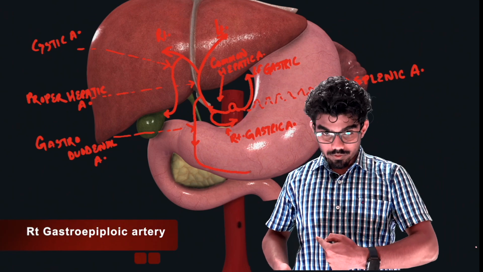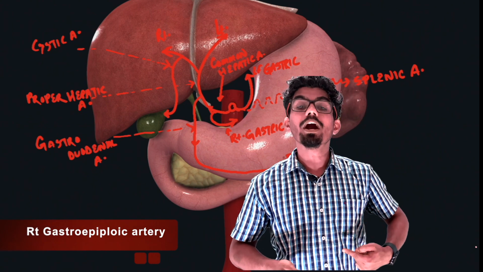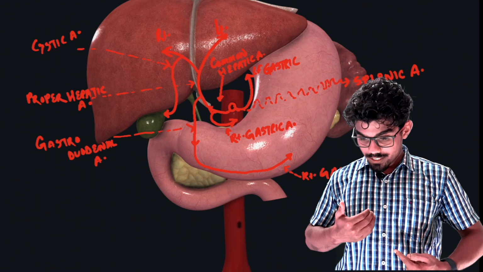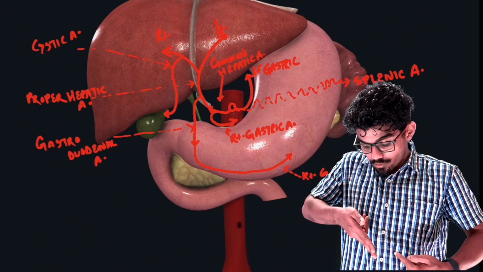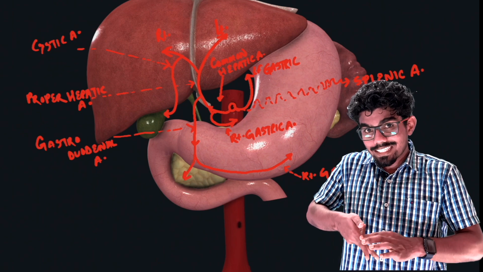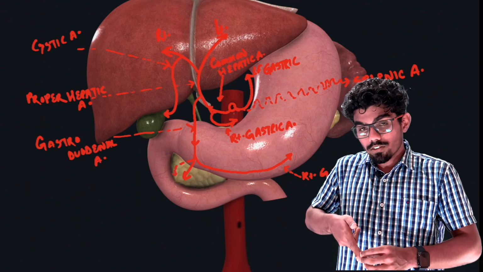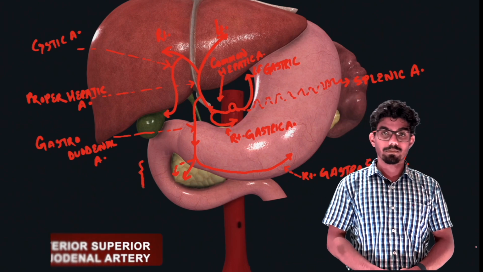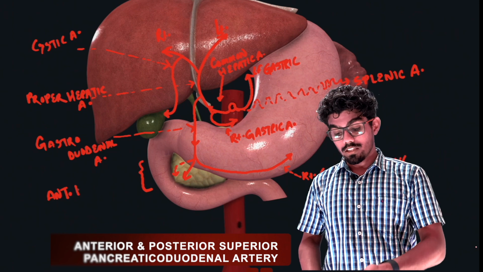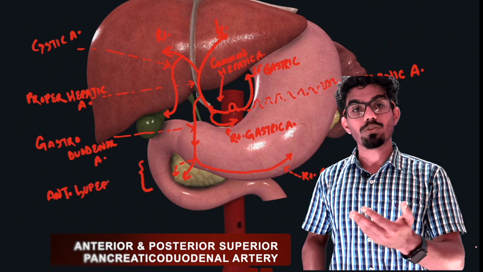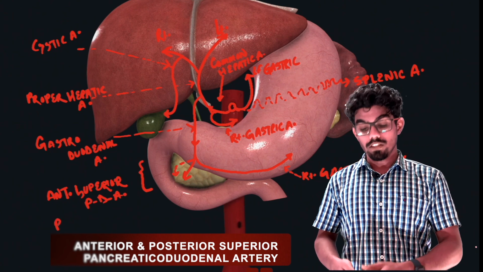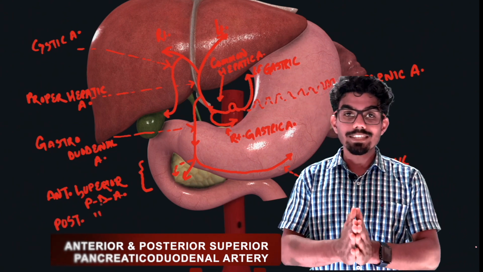The branch which goes along the greater curvature of your stomach is called the right gastroepiploic artery, and the branch which goes downward again divides into two branches. One goes anterior to the head of the pancreas and another one goes posterior to the head of the pancreas. The branch which goes anterior to the head of pancreas is called the anterior superior pancreaticoduodenal artery. And the branch which goes posterior to the head of the pancreas is called the posterior superior pancreaticoduodenal artery.